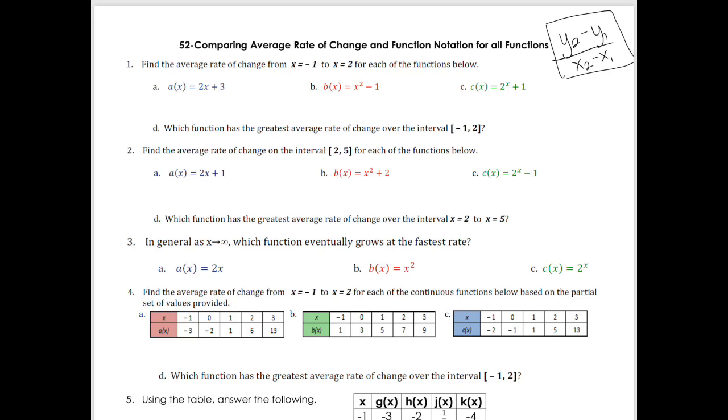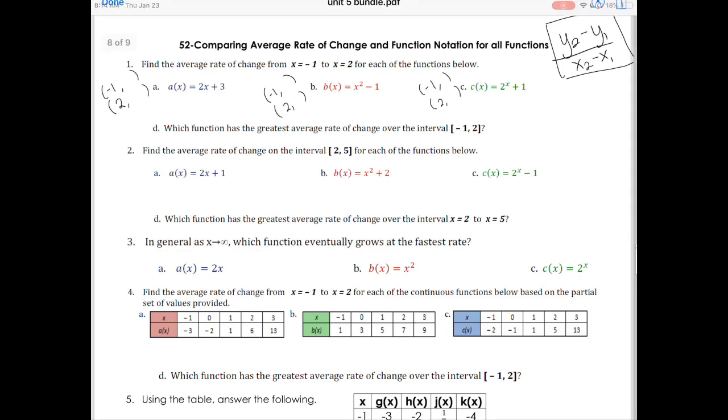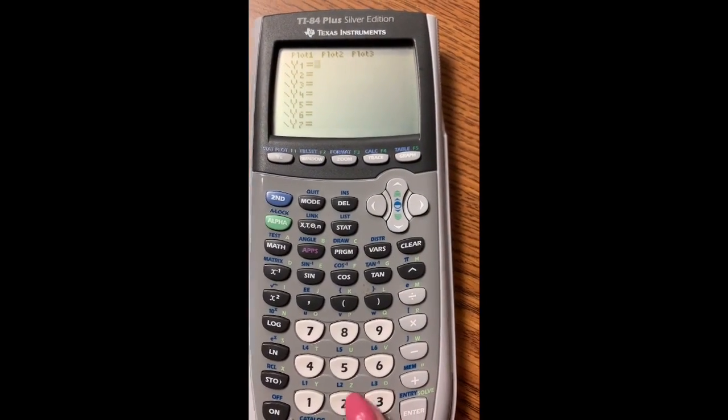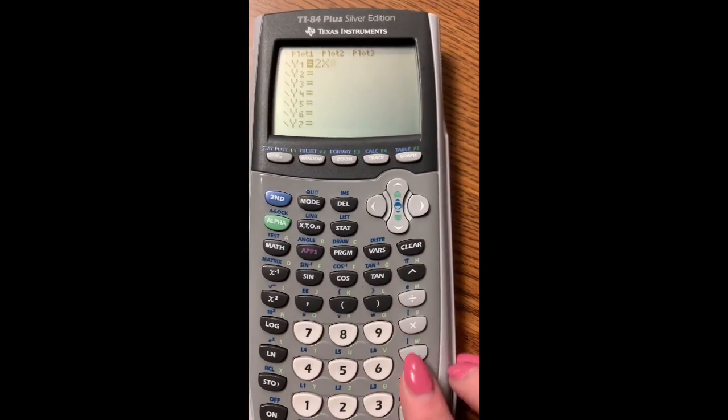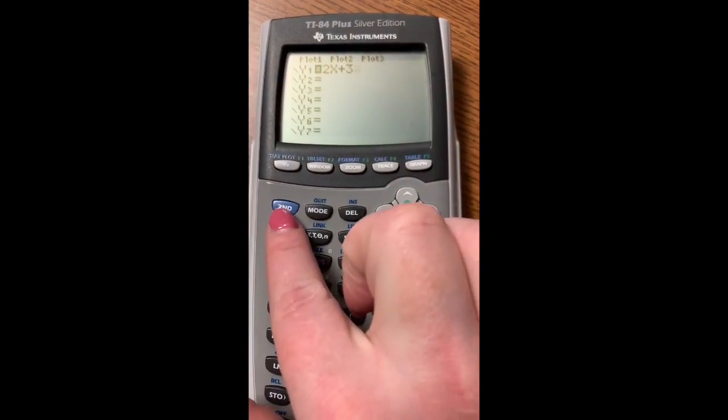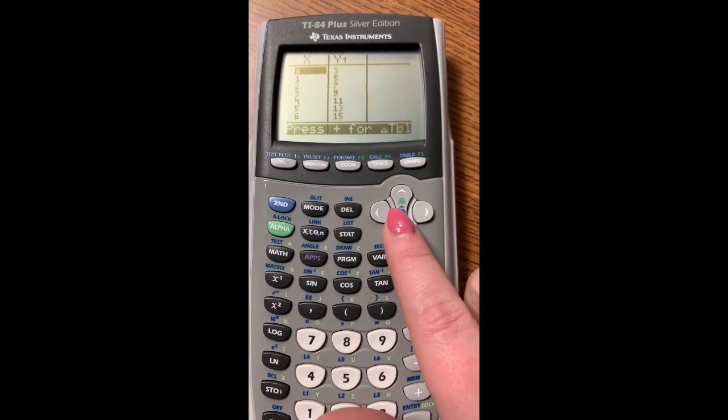Okay, so I need to find both points. I need to find the point when x is -1 and the point where x is 2 for each of these. We are going to do that using the calculator. I'm going to go y equals, and I'm going to type in my equation, so 2x plus 3. And then I'm going to go to my table. So I'm going to hit second graph for my table, and I'm going to find my points.